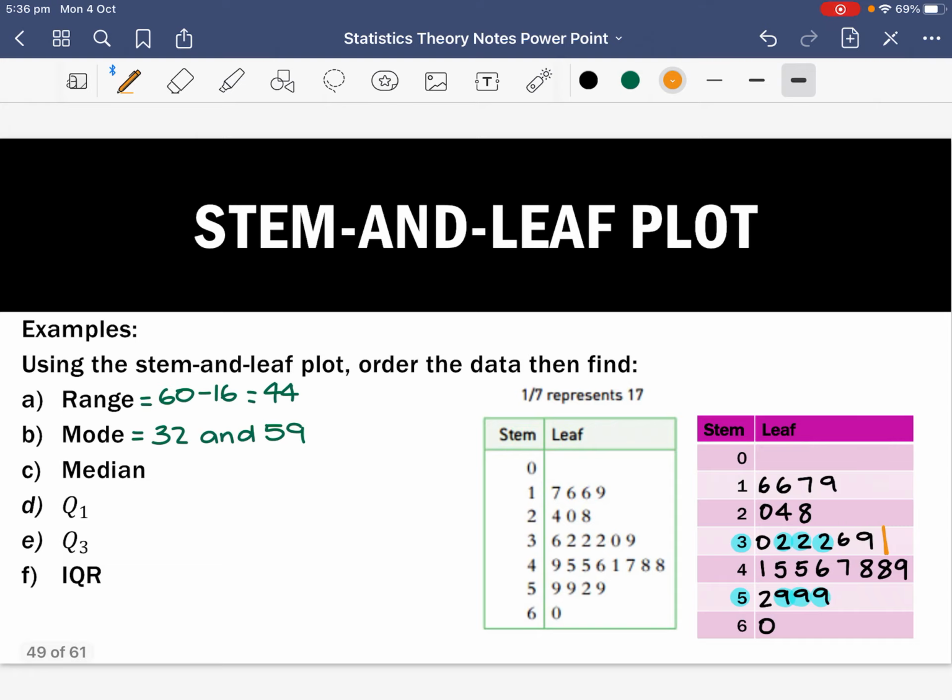So how we find that is we go 39 plus 41 divided by 2 is equal to 40. So our median is 40.